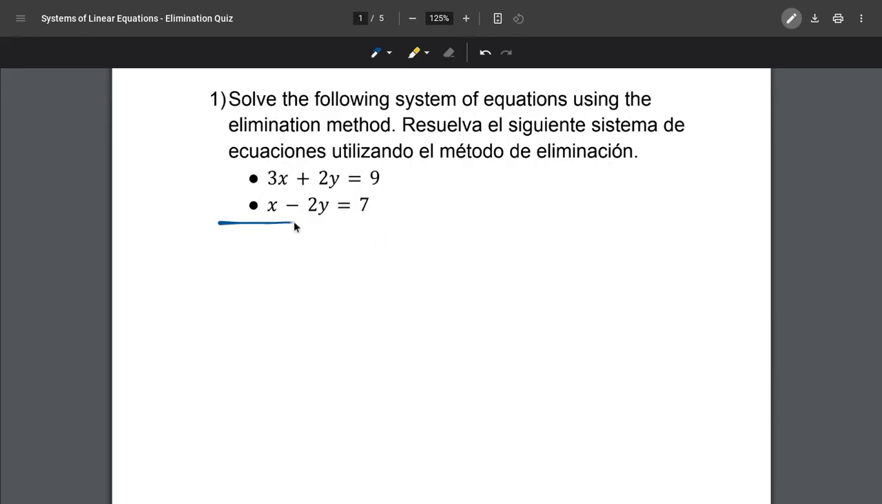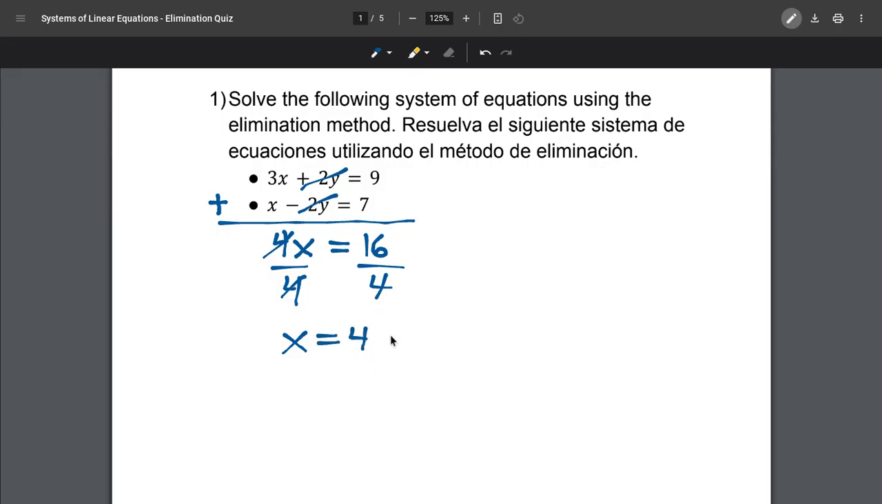So this first one here, we can just go ahead and add them together. Because I have a plus 2y here and a minus 2y here, those are going to cancel when I add them together. And we're going to have 3x plus x equal to 4x. And then on the right-hand side, we'll have 9 plus 7, that'll equal 16. Okay, now what I want to do is solve for x by dividing both sides by 4. And the 4's are going to cancel here, and I'll get x equals 16 divided by 4, which is 4.